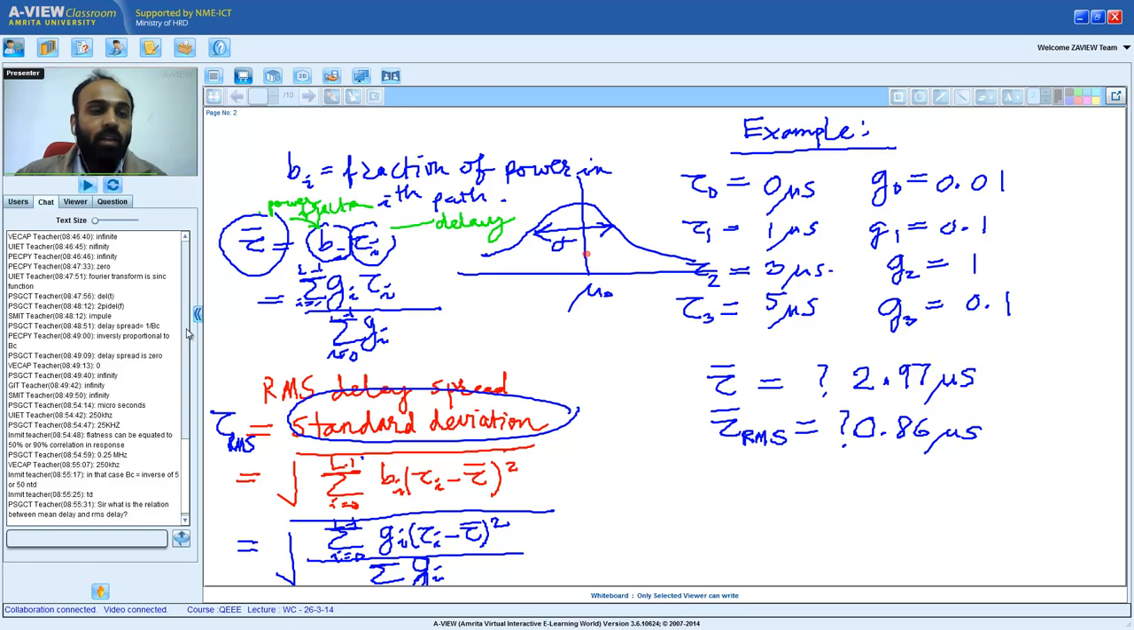All right, is that clear? Any other question, please? Is everything clear regarding the coherence bandwidth and the relation between the coherence bandwidth and delay spread?